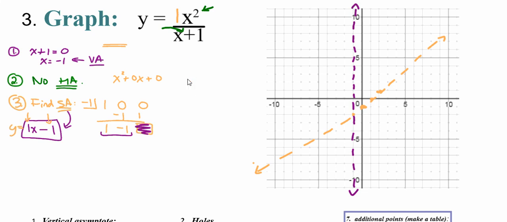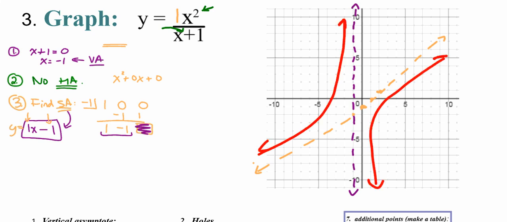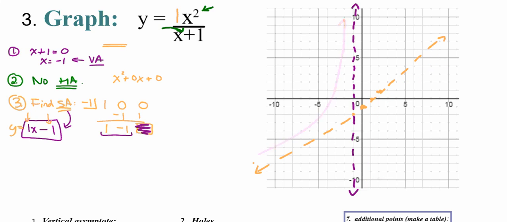So we've got our vertical asymptote, we have our slant asymptote, and we really want to know where our graph is. Is it going to look like this and this, or is it going to look like this and this? Because it's going to be one or the other. So let's find out. Let's make a table. Step 4 is making a table.